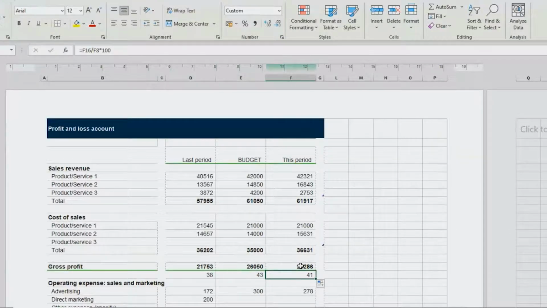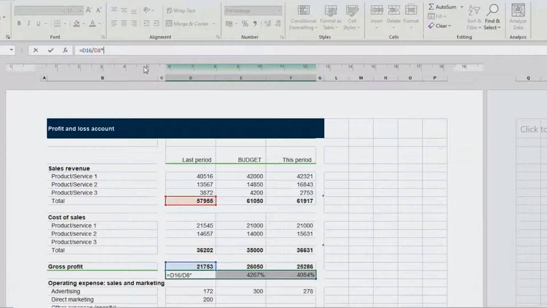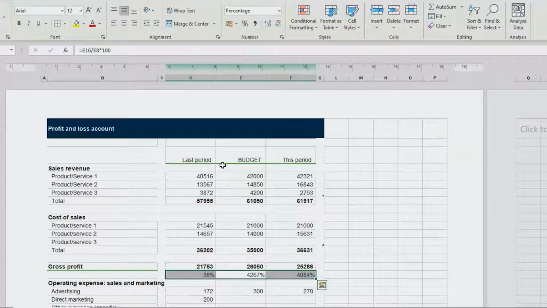So whilst we have improved on last year, we haven't quite met the budget of 43%. However, it is still an improvement on last year. So this is your gross profit percentage. You may wish to show that as a percentage. Take off 100%. That's worked. There we go. This is then much clearer.